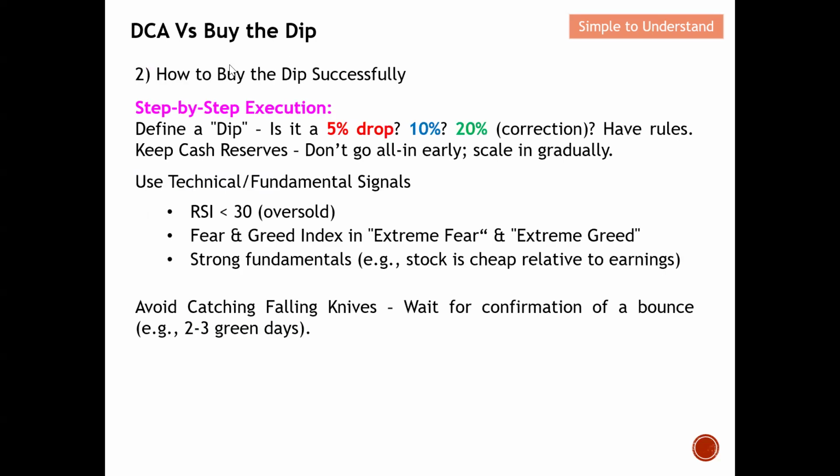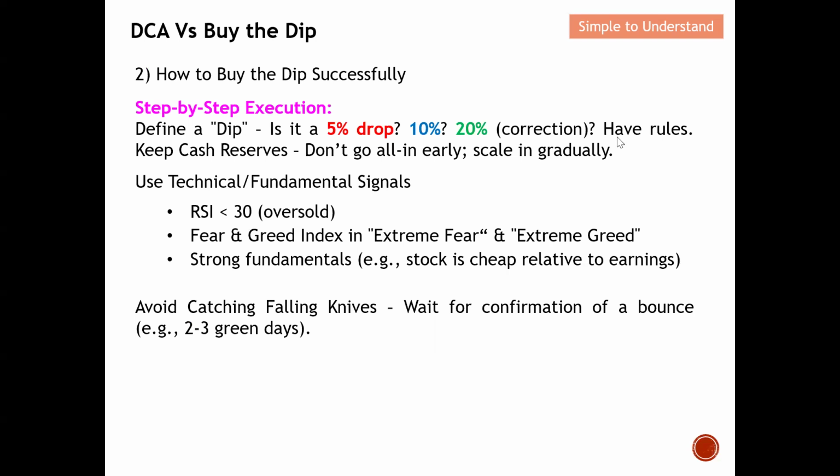Next, how to buy the dips successfully. Let me go through the step-by-step execution here. Firstly, we need to define what a dip actually is. Is a 5% drop good enough? 10% or 20%? You must be disciplined. You must do enough homework to decide how much of a drop we can declare a dip.